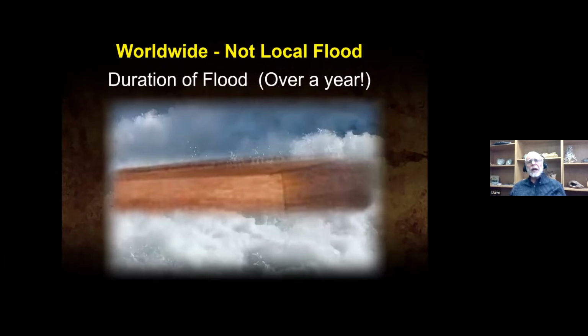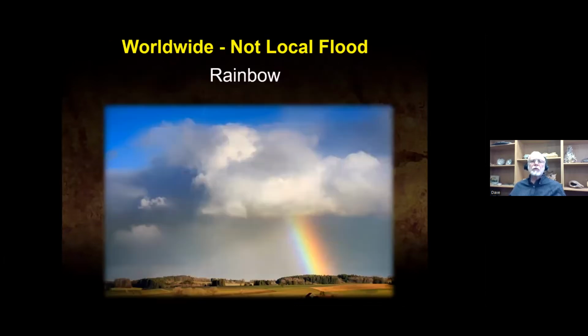Well, the whole duration of the flood being over a year, that's not a local flood. Local floods come and go very quickly. But over a year, nope, a global flood. Then the promise of the rainbow. God sent the rainbow. What was that promise? He's never going to flood the earth again like that. And the promise of his covenant with the people as well.